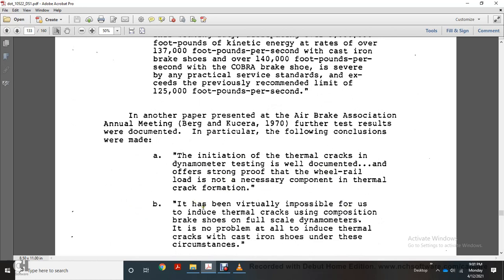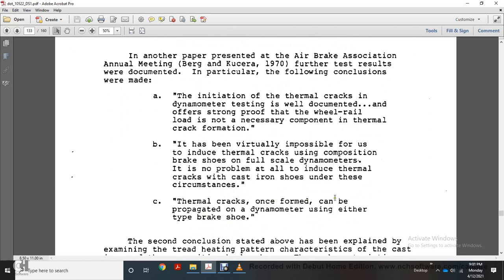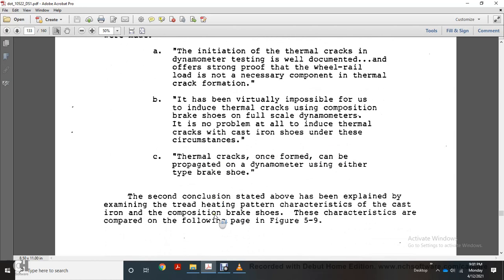It has been virtually impossible to produce thermal cracks with composition brake shoes on full-scale dynamometers. It is no problem at all to produce thermal cracks with cast iron shoes. Under these circumstances, thermal cracks of one form can be propagated with the dynamometer using either typical brake shoe.